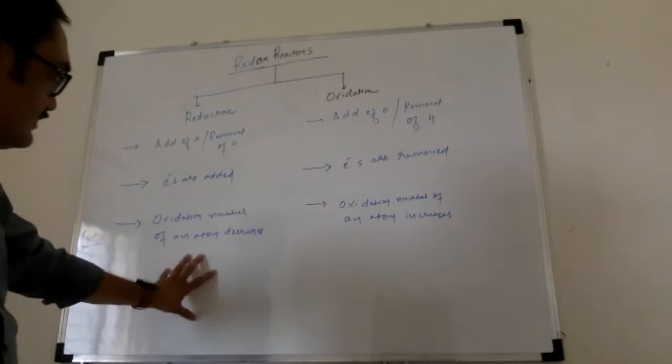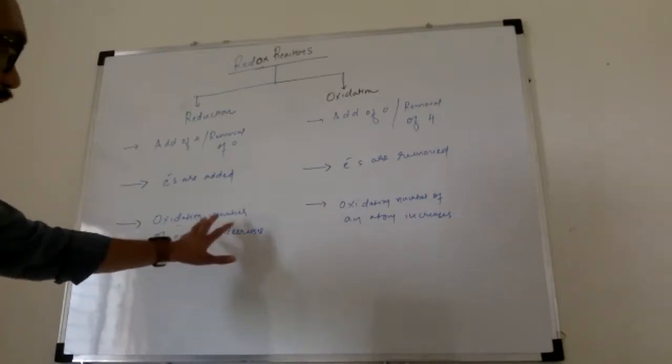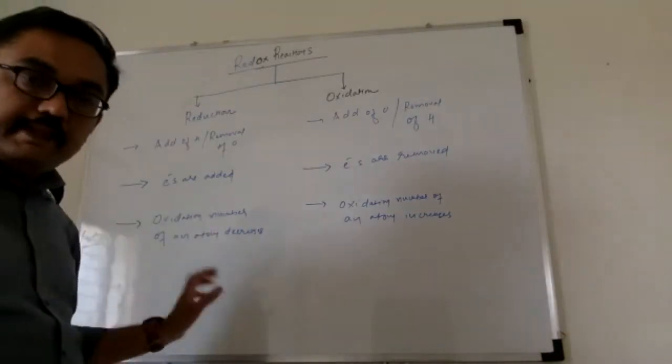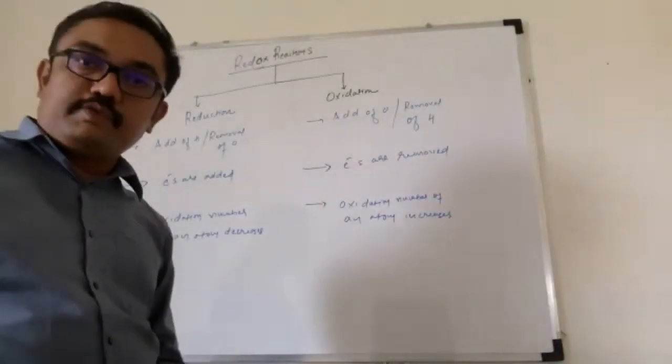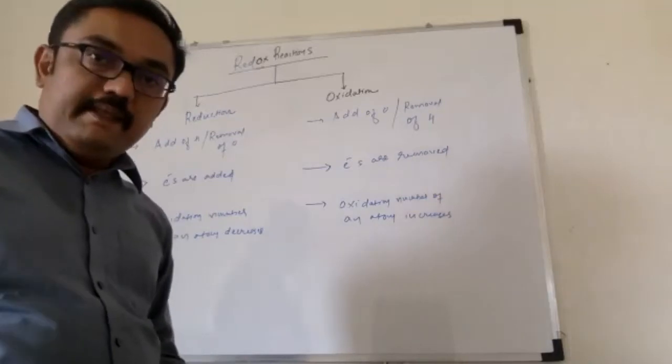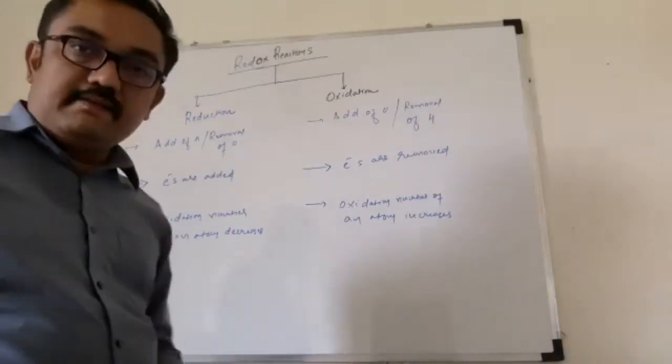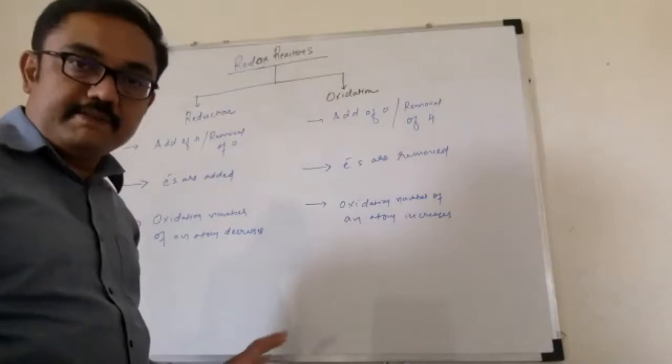To understand the last definition, first we have to understand what is oxidation number. When I take that definition, first I will explain what is oxidation number, how to find oxidation number, the rules, and then afterwards we will understand examples in the case of the last definition.